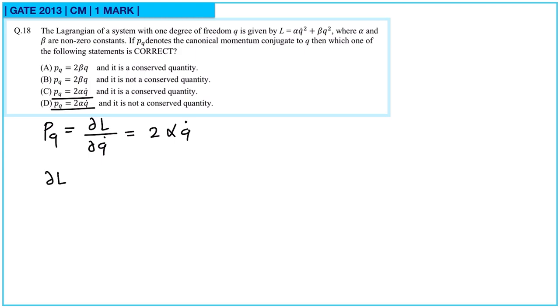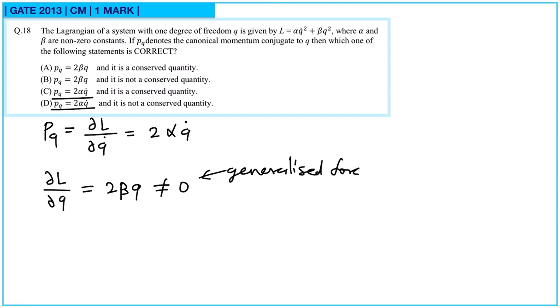Now let us calculate dou L by dou q, which is the generalized force. So this is equal to 2 beta q, which is not equal to 0. This is the generalized force. That means it is not a conserved quantity. This p_q is not a conserved quantity. So option D is correct: p_q is equal to 2 alpha q dot and it is not a conserved quantity. Next question.